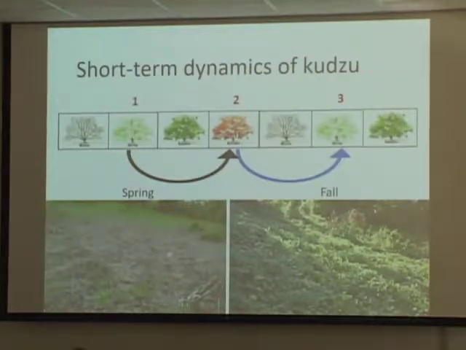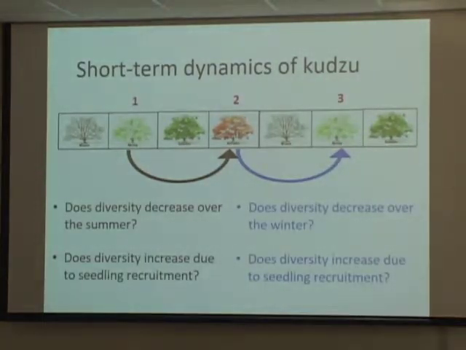So what I did is I went to populations in the spring that looked like this, and I returned in the fall when it looked like this, and then again in the next spring. So I'm asking the specific questions: does diversity decrease over the summer, maybe due to competition for light resources, or does it increase due to seed recruitment? And then between the second and third sampling times, I asked, does diversity decrease over the winter, or does it increase due to seedling recruitment over this time?